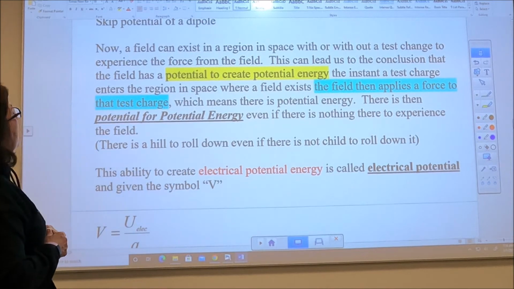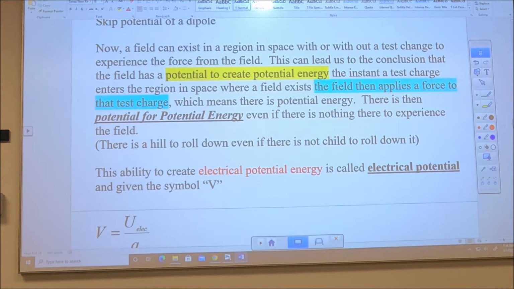Now, let's think about a field that exists in a region of space, with or without a test charge to experience the force of that field. The field is there in that region of space, and the minute a test charge enters that region, it's going to experience an electric force. That means that at every point in that region of space, there is the potential to create potential energy. I'm going to say that one more time: there is the potential to create potential energy.